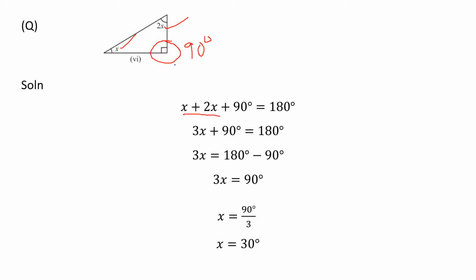Now x plus 2x, 3x, right? X means what is the coefficient, children? 1. The meaning is 1. Okay. So 1 plus 2, 3. So 3x plus 90 degree is equal to 180 degree. Now bring all the constant term to the one side. Here 3x is only the variable term. So 3x is equal to 180 degree. Bring this 90 degree to the right hand side. So it becomes minus 90 degree. 180 degree minus 90 degree, you know 90 degree, right? Then x is equal to 90 degree by 3.